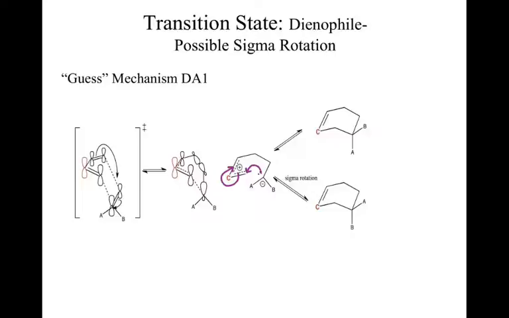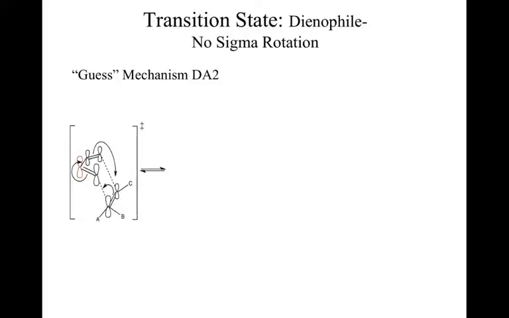Remember, this is only in the sigma down conformation. We also have the sigma up to consider theoretically when going through this. Okay? So our guess mechanism 1 results in multiple products, or multiple types, ignoring the stereoisomer issue. Well, what happens in DA2? Well, in DA2, we said everything must happen at the same time, or simultaneously.